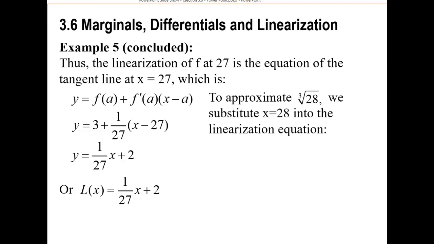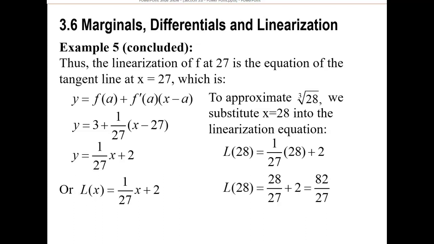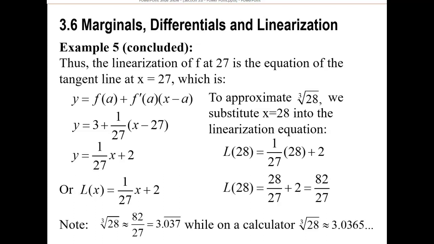All right, so if I want to then approximate the cube root of 28, all you need to do, if you found your linearization function, is just plug 28 in here. So plug 28 into your equation of the tangent line. 28 over 27 plus 2, 82 over 27. So first of all, the cube root of 28 is approximately equal to what we got here, 82 over 27, which is this decimal, 3.037, all that repeats. On a calculator, if you just asked it to do the cube root of 28, you get 3.0365. So very close. If you rounded to the nearest thousandth, they would round almost to be the same thing.